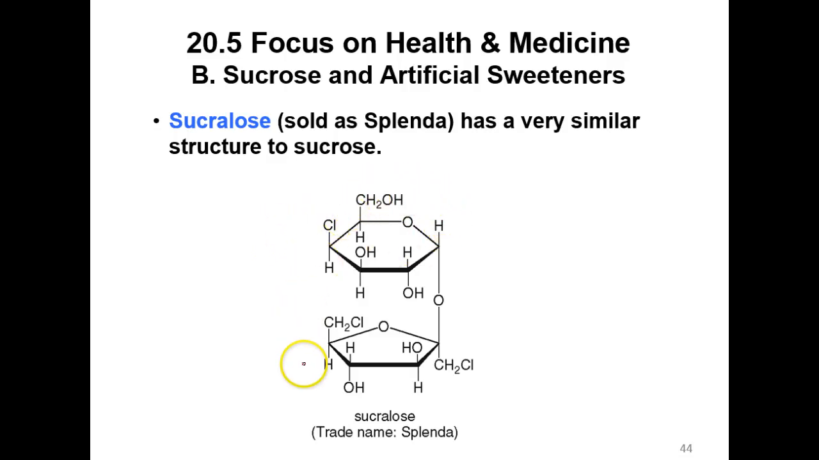If you notice, it looks just like sugar, but notice you have these chlorines, covalently bonded chlorine. I will tell you, this is not good. Our liver has a crazy time dealing with chlorines, and when they break this down, you start forming chlorine radicals in your liver. That is not good. I mean, that is so the opposite of good.